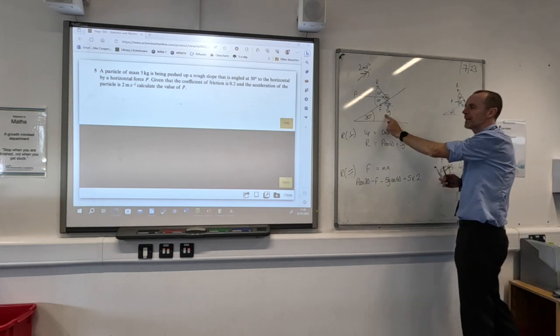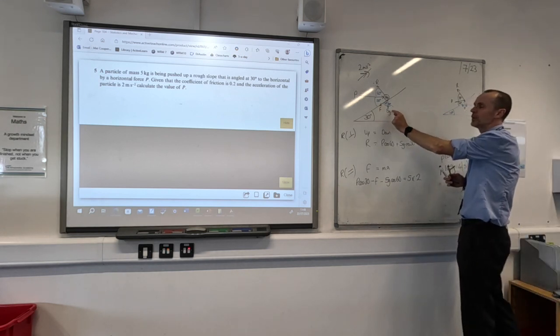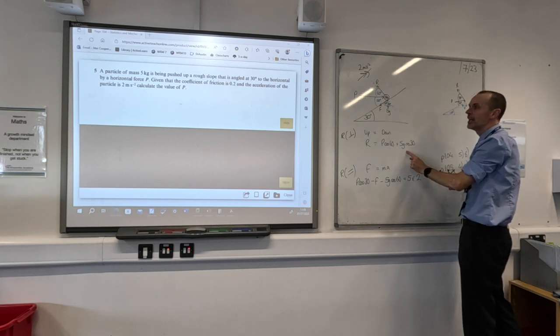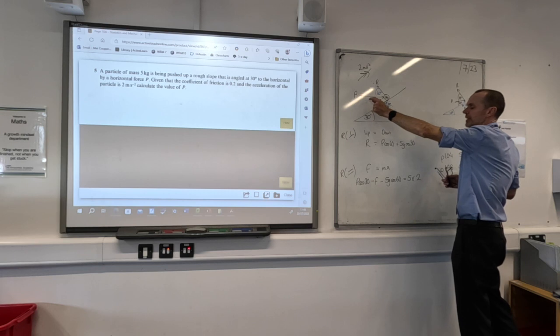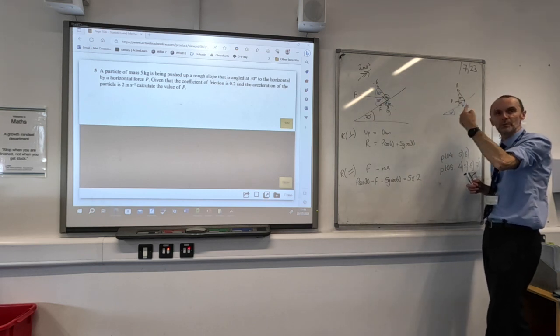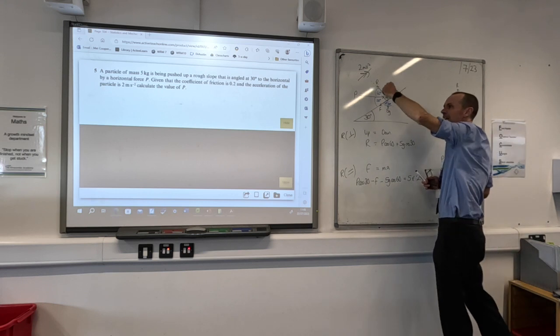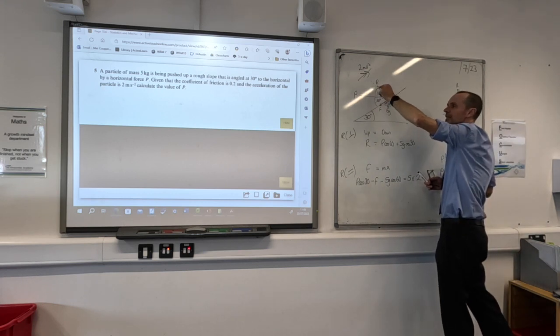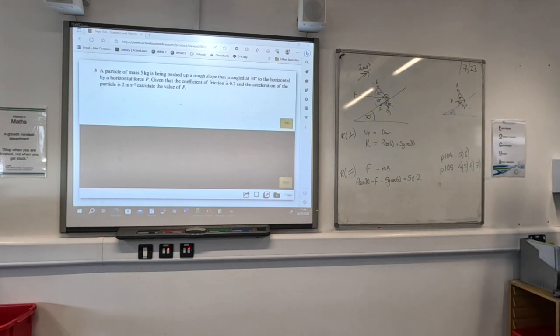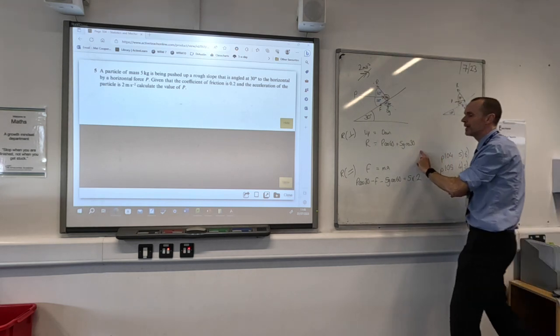You've got the weight like we had before, and the angle between the weight and that perpendicular line is 30, so that's 5g cos 30. But you've also got this force, and although it's pushing it up the slope, it does have a downward effect because the angle between that force and the perpendicular line is 60 degrees. So that's where that comes from.